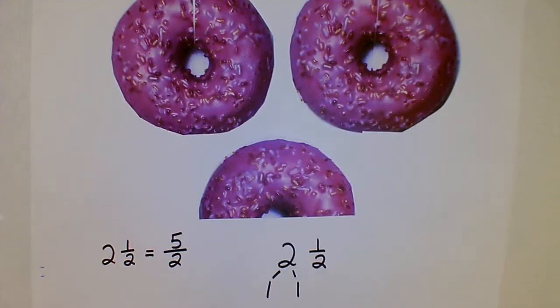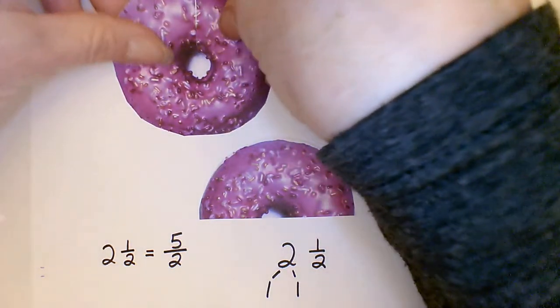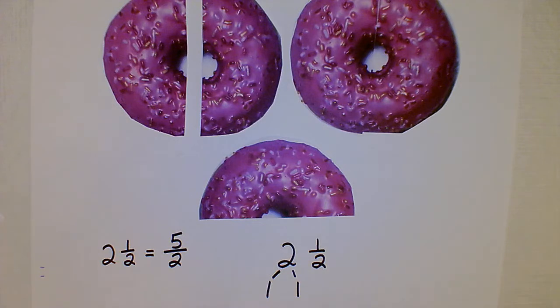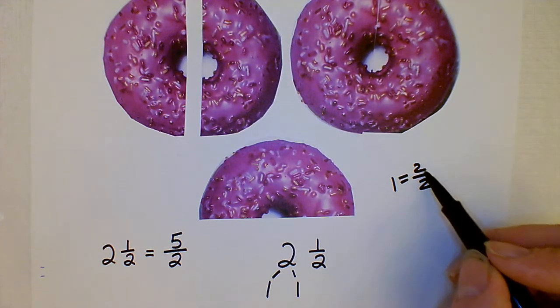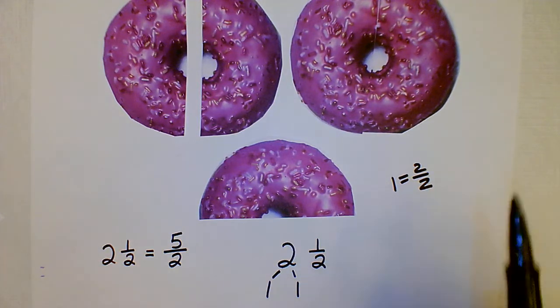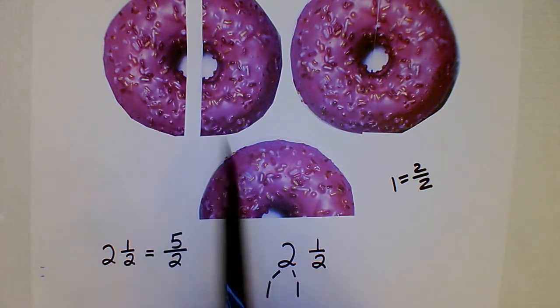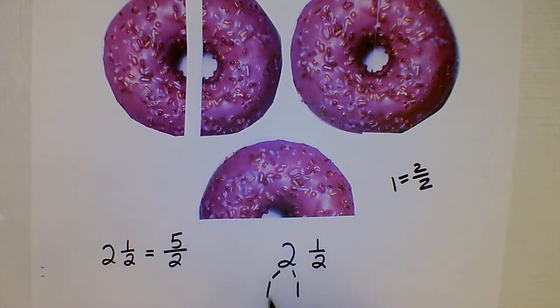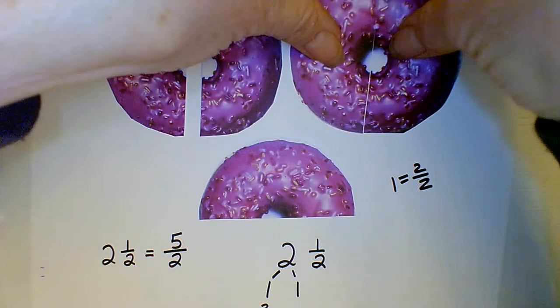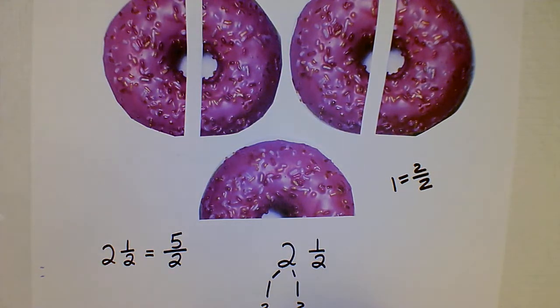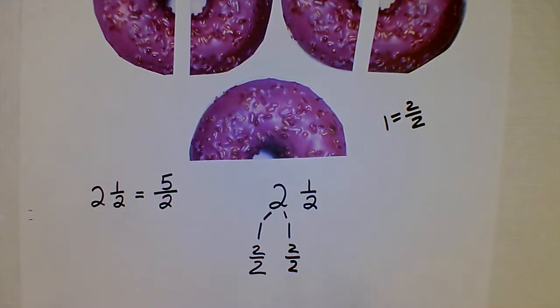So what I can do now is turn each of those 1s into halves. And what I know is that 1 is equal to 2 halves, because remember, when our numerator and denominator match, it's equal to 1 whole. So now this becomes 2 halves, 1 half, 2 halves. So this really is 2 halves. What about this one? Again, the same thing. I'm going to have 2 halves. So I had 2 halves, and then I have another 2 halves. And then I still have this other 1 half.